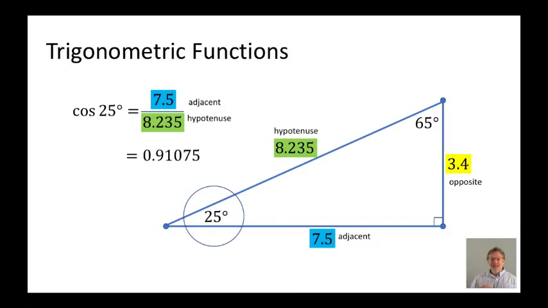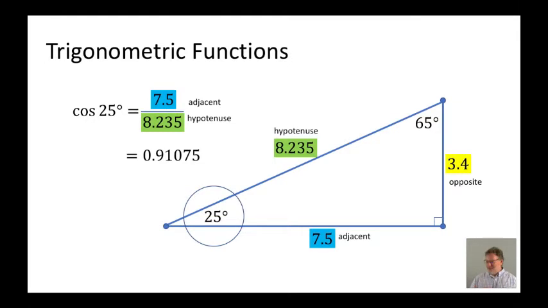Cosine is the exact same thing, except instead of looking at the opposite side over the hypotenuse, we're looking at the adjacent side over the hypotenuse. So it's not the yellow over the green, it's the blue over the green. For this one, you can see it's a similar ratio, but it's 7.5 divided by 8.235. And if you do that division on your calculator, you'll get 0.91075. You will also get 0.91075 if you find the cosine of 25 degrees on your calculator. So once again, that ratio is always true for every 25-degree angle. Always, always, always.